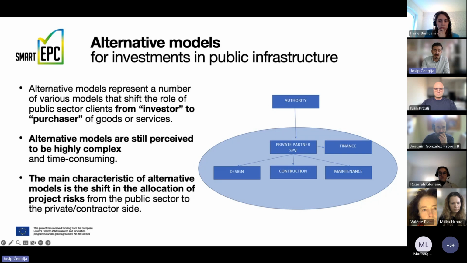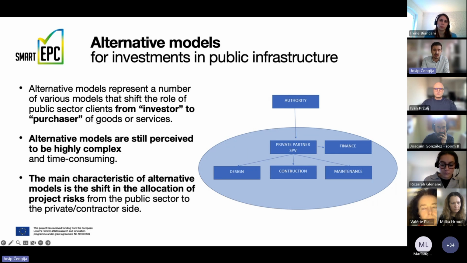As I said at the start, the main characteristic of alternative procurement models is that they shift the allocation of risks from the side of the authority to the side of the contractor. And how do they do that? If you look at the right side of this slide, you see that as opposed to the traditional way, here the authority is no longer in the center of project realization.